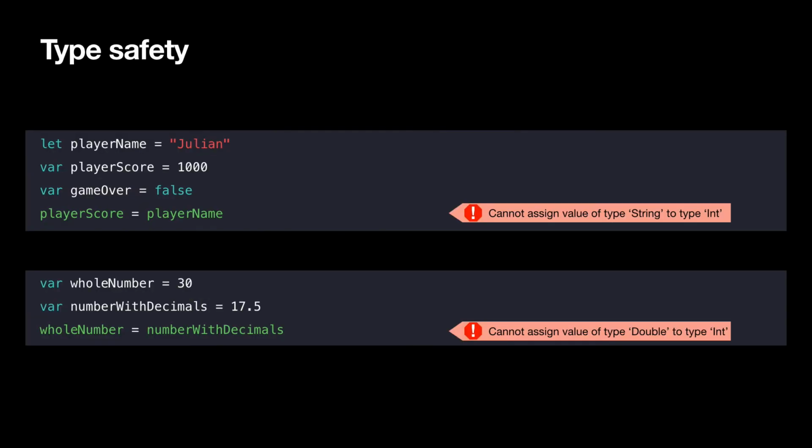Swift is considered a type-safe language. Type-safe languages encourage you to be clear about the types of values you're creating. Here we see Swift's type safety in action, when we try to assign a different type to a variable or constant that has already been declared as a different type. So here we have player score, which is 1,000 and of type int, and we try to assign player name, which is a string, to player score. That's when we see a compiler error that we cannot assign the value of type string to int.